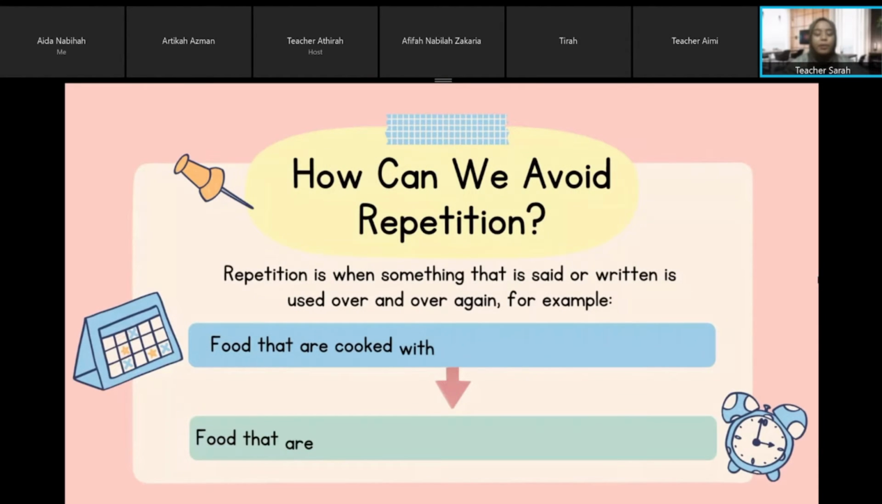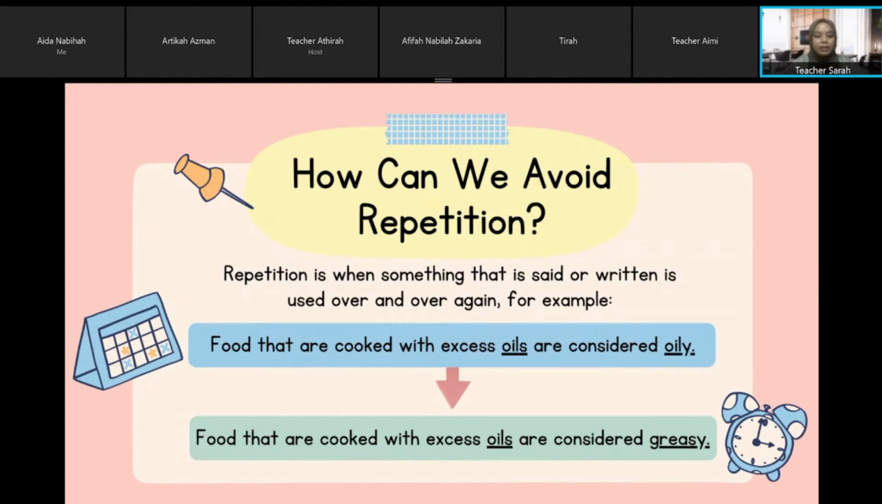How can we avoid repetition? Repetition is when something is said or written over and over again. For example, you can see in the sentence: food that are cooked with excess oil are considered oily.